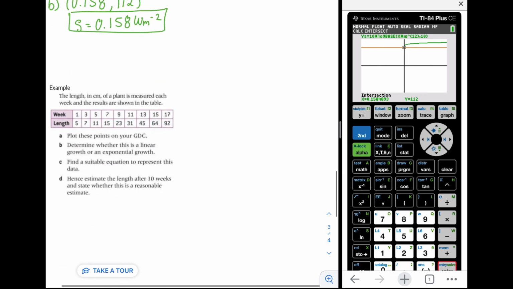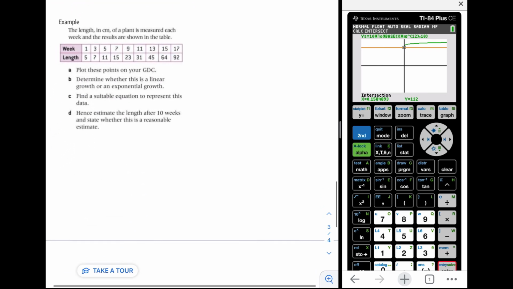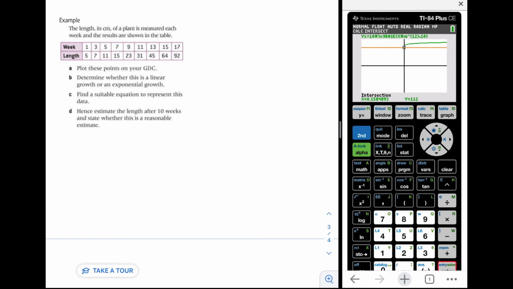Now, another type of example that we can do is examples where we're given some data and we're looking for the function, or we're looking for the model, right? And we're given some data. It's going to be the same way that we did for quadratics, for linear, and for cubic. Instead, we're going to be looking for either exponential or logarithmic.